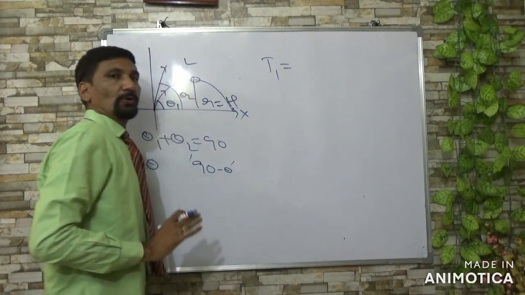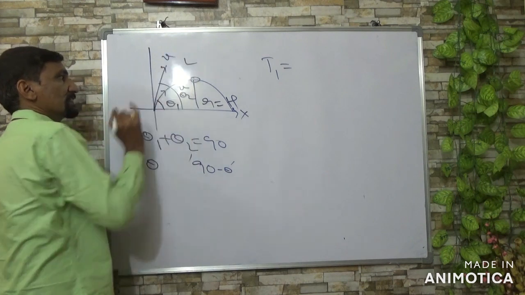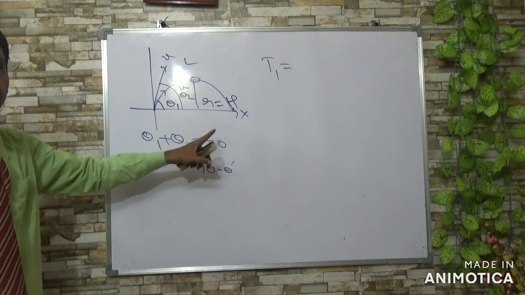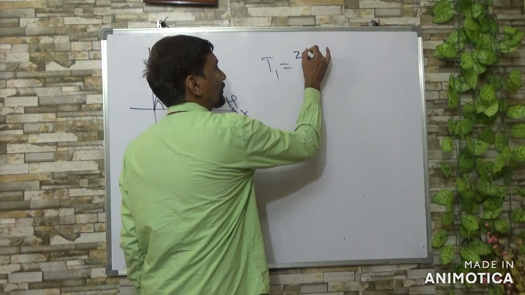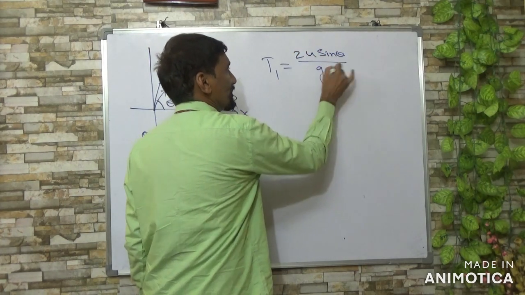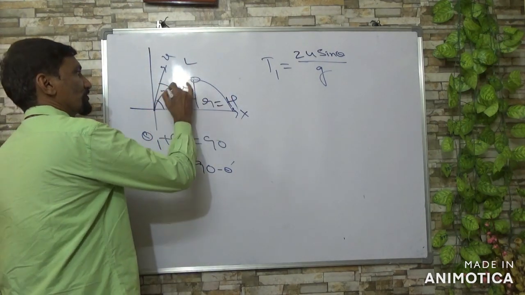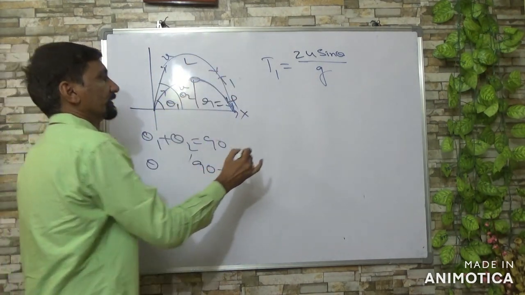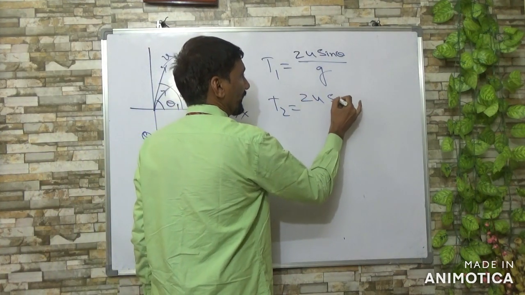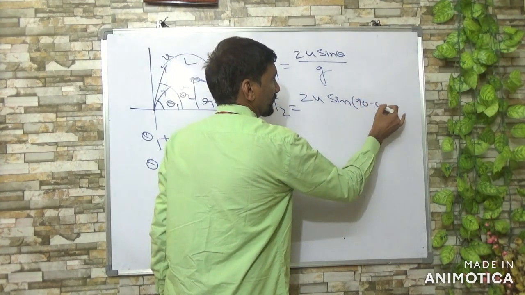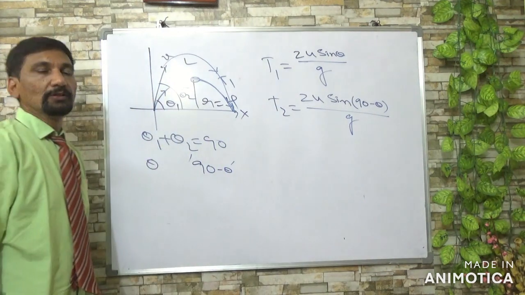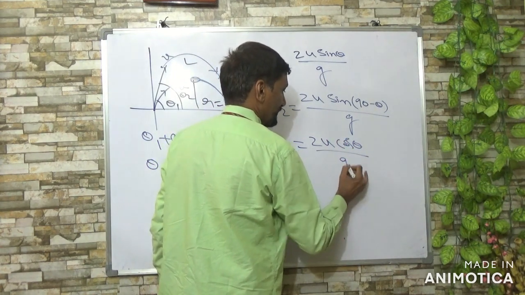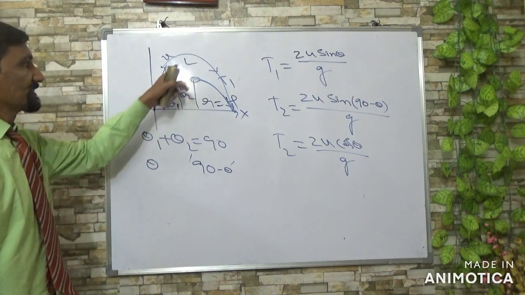Let us consider two bodies thrown with the same velocity, one with an angle theta, another with an angle 90 minus theta, such that the sum is 90. The time of flight of the first one is 2u sin theta by g, say t1. Now the second one, t2, is 2u sin of 90 minus theta by g. You know sin of 90 minus theta is cos theta. So you get 2u cos theta by g. That is the time of flight of the second one.